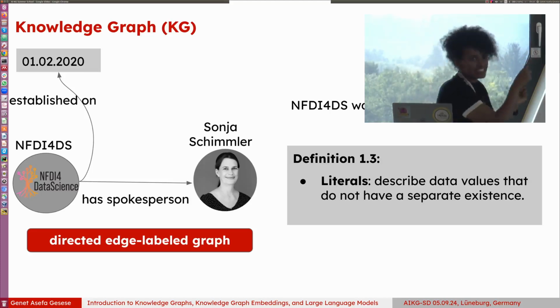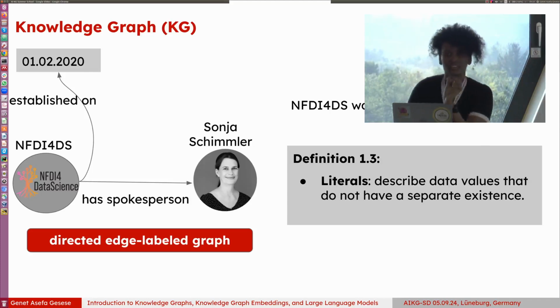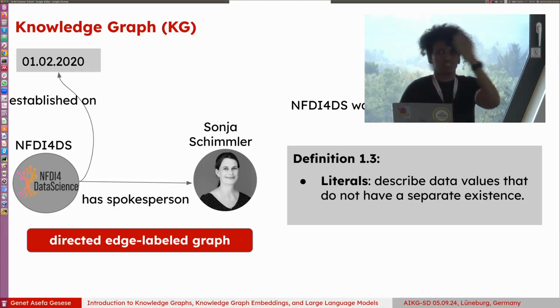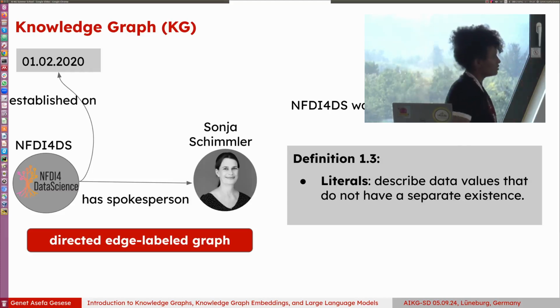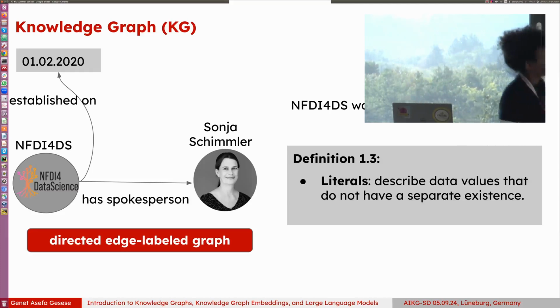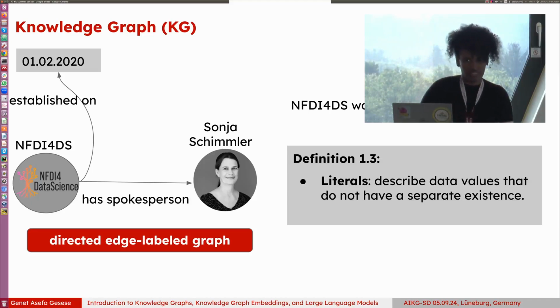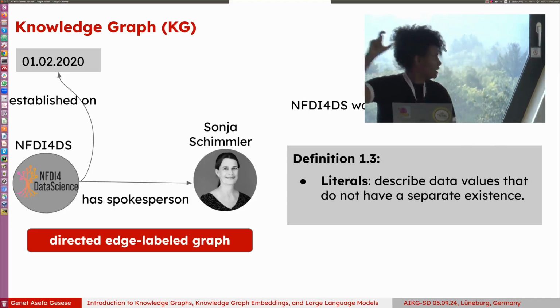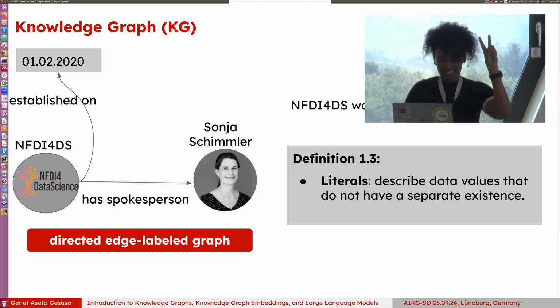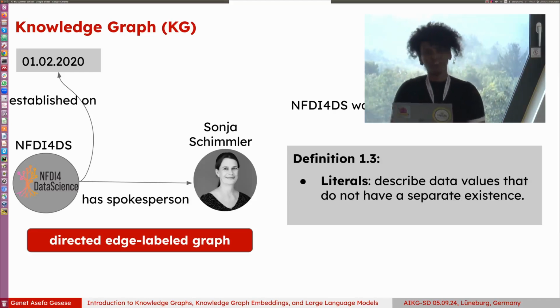So now this date is a special kind of vertex or node in a graph, which is associated with some particular entity. So what I do is I just put one edge between this subject node and the date that I have. And then what's my property? "Established on", right? Which I will add as a label to the outgoing edge from NFDI for data science to this date literal value.